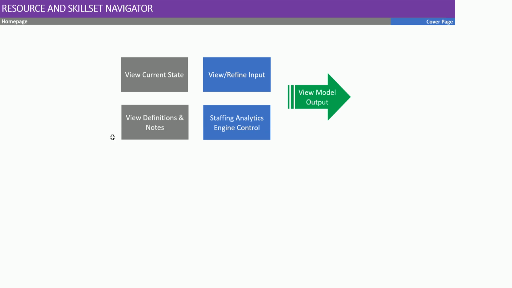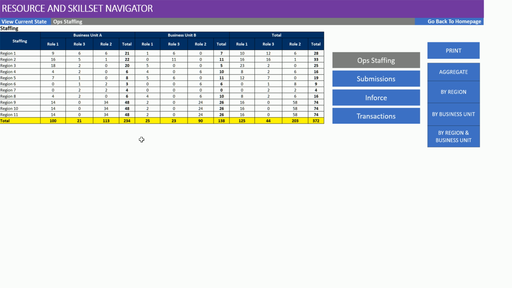There are 5 unique sections to the Resource and Skillset Navigator product: View Current State, Definitions and Notes, Input, Engine Control, and Output. The Current State section captures all detailed staffing information and work volumes by business unit. All staffing information is based on the most recent HR data. All aggregated staffing data is also broken down by region, role, and business unit.